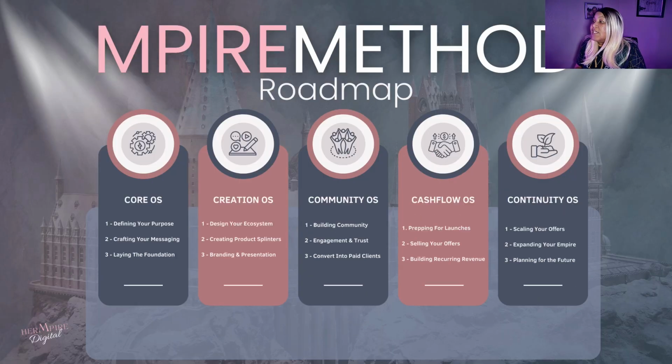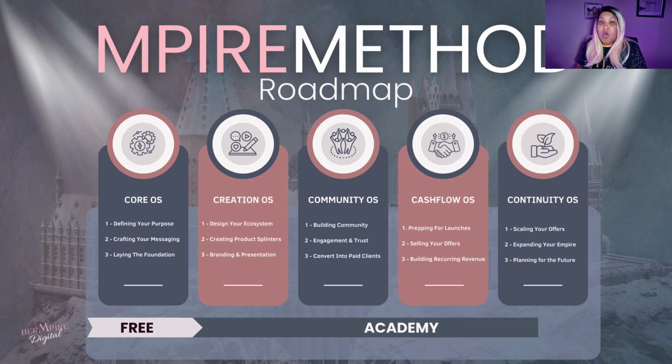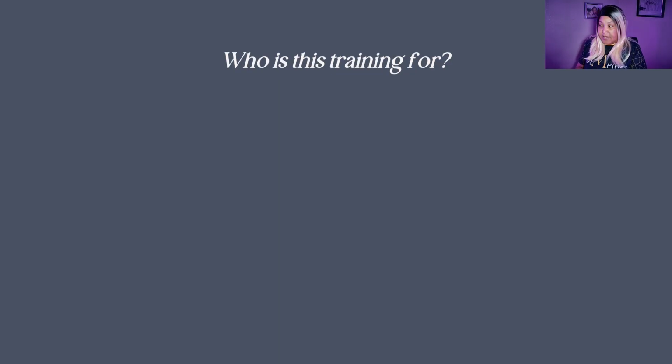Okay. So how does this all work in place? Well, you're getting Core OS for free. It's in here in Builders, and the other operating systems are in the Academy. There's a link to the Academy where you can join, and that's where you will get the remaining trainings along with additional tech tutorials, tech support, and digital product design training. I'll also be in that community live for weekly Q&As to help people along their journey. So who is this training for?